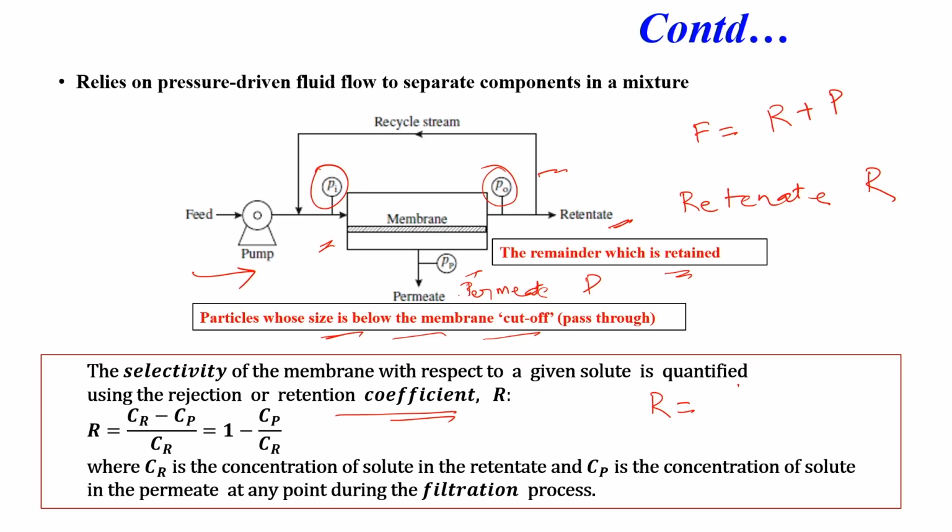as concentration in the reject minus concentration in the permeate divided by concentration in the reject. So, it becomes 1 minus Cp upon Cr. So, the selectivity of a membrane with respect to a solute is quantified using the rejection or retention coefficient. It says how much concentration is retained here and how much concentration is there in the permeate.